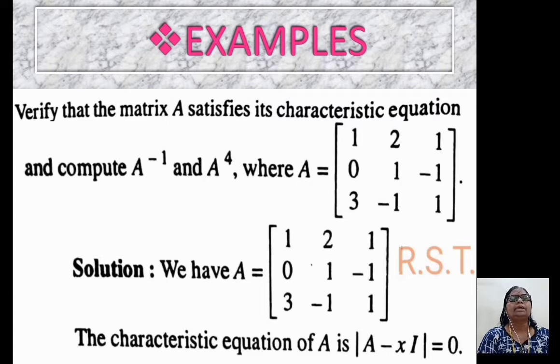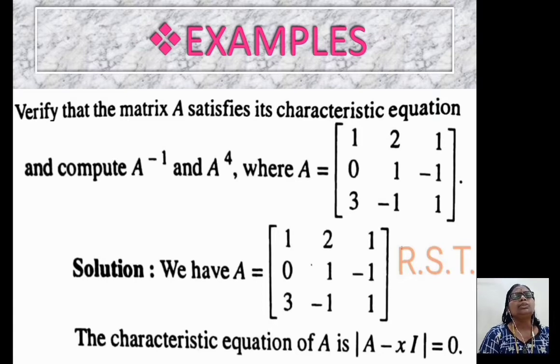Verify that the matrix A satisfies its characteristic equation and compute A inverse and A raised to 4, where A is a square matrix of order 3 by 3, whose first row is 1, 2, 1, second row is 0, 1, minus 1, and third row is 3, minus 1, 1. We have to find A inverse and A raised to 4 of this square matrix A.